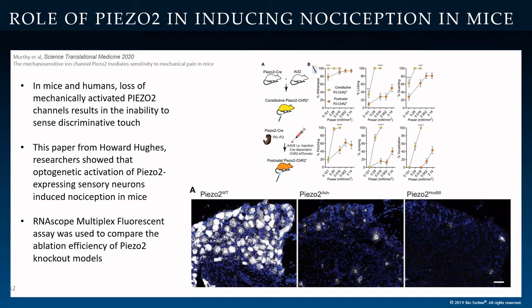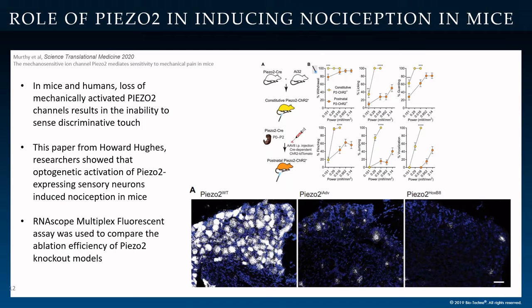Now, the results from this research indicated that piezo2 mediates inflammation and nerve injury induced sensitized mechanical pain. And they suggested that targeting piezo2 might be an effective strategy for treating mechanical allodynia. Really, once again, showing the use of RNAscope in studying and understanding pain therapeutics and understanding targeted treatments.